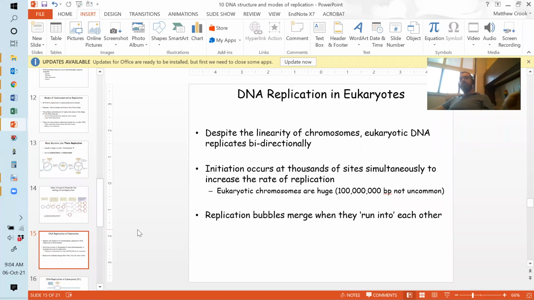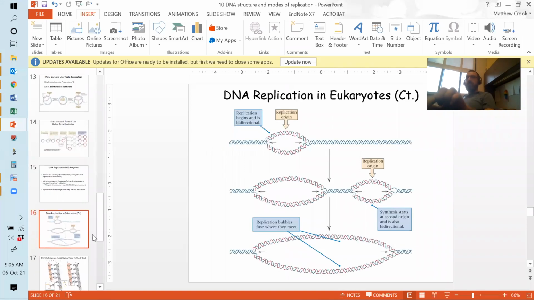Because there are potentially thousands of these origins of replication and therefore replication bubbles, essentially what happens is that you have these multiple bubbles begin. And I don't think they necessarily begin at the same time either. Then over time, those bubbles will merge together to make bigger and bigger bubbles until you have your two sister chromatids produced. Essentially, those bubbles keep on merging until you have two separate identical DNA double helices.